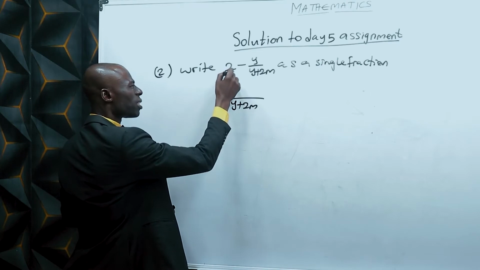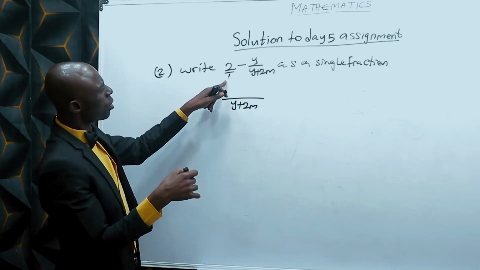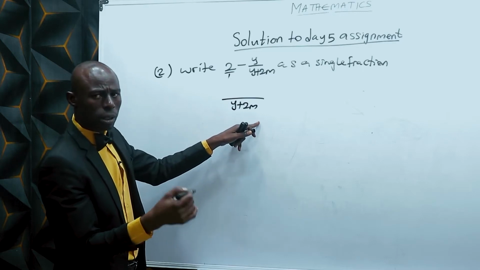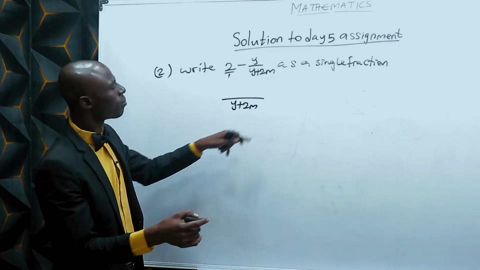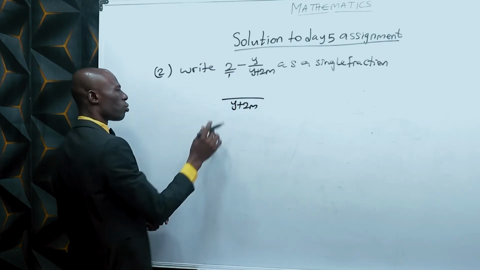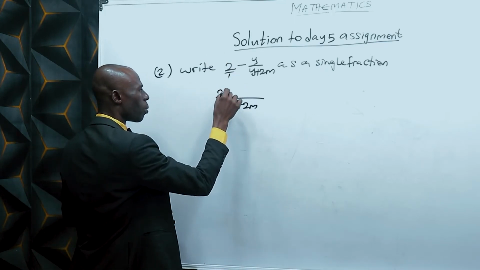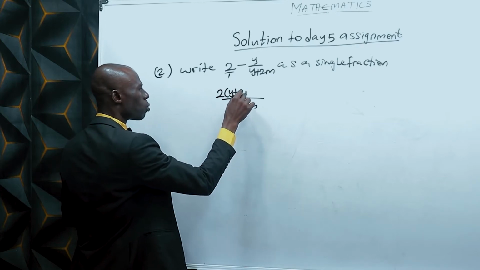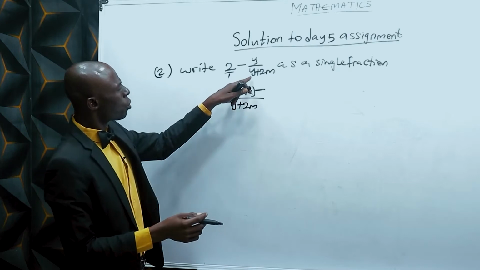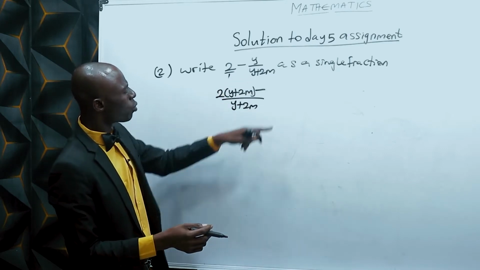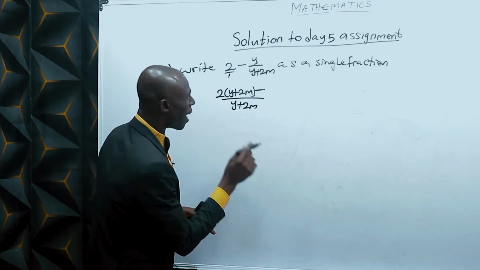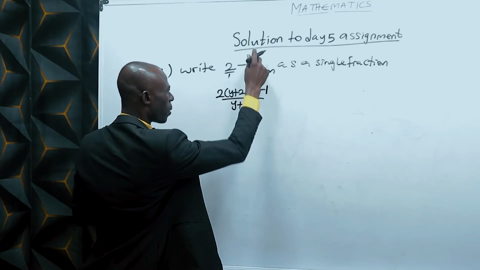So the 1, which is the denominator of 2, use it to divide y plus 2m. It gives you y plus 2m back. So use that y plus 2m to multiply the numerator 2. You have 2 into y plus 2m. Now minus. Use y plus 2m to divide y plus 2m, the LCM. It gives you 1. That 1, use it to multiply y.